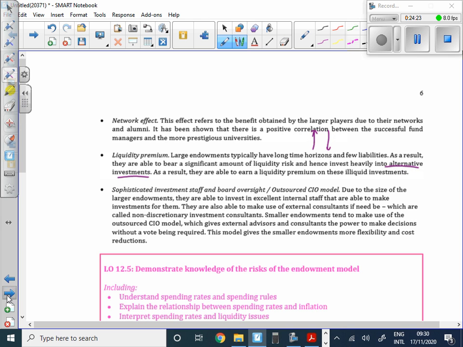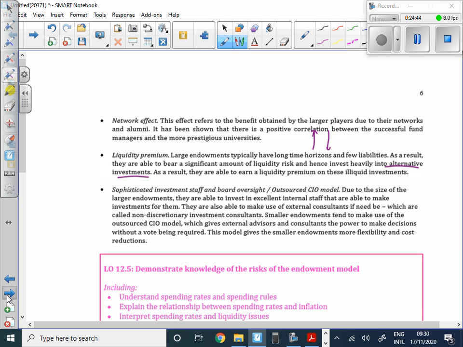And the last point on top of page 6, guys, sophisticated investment staff and board oversight. Generally the larger the endowments, they can invest in excellent internal staff. They make use of external consultants if need be as well. Okay, that's for the larger guys.